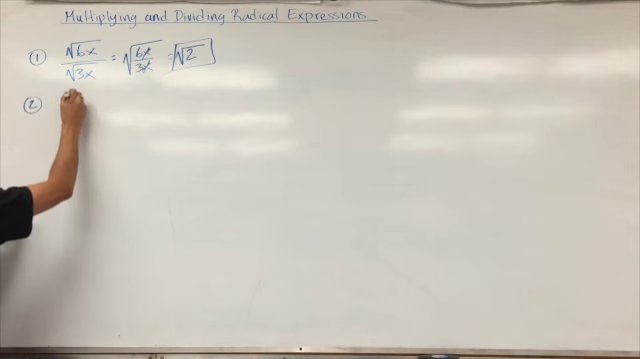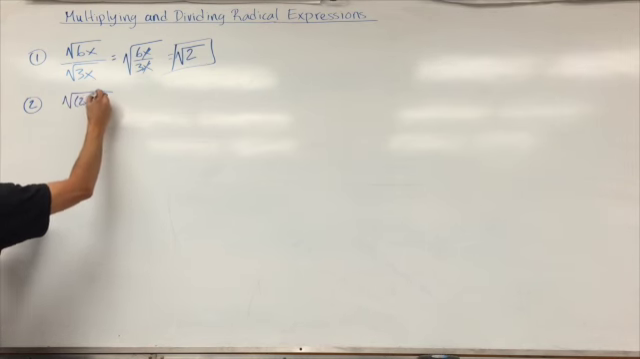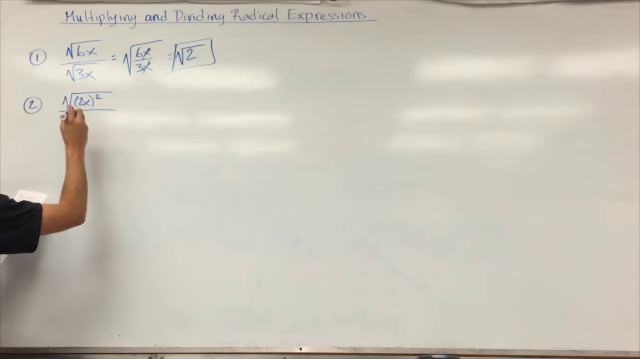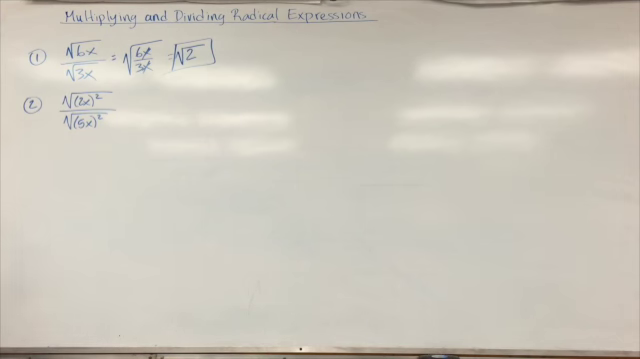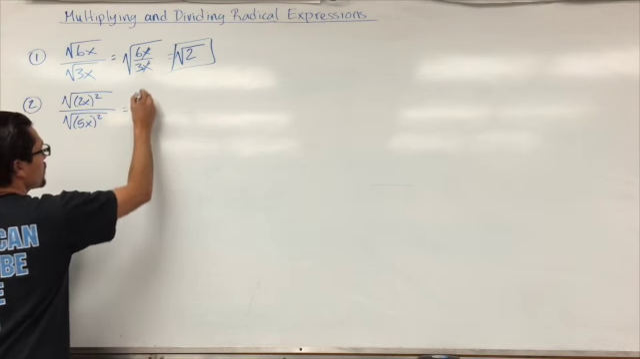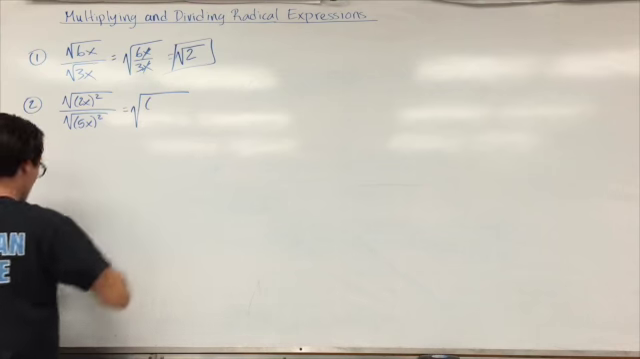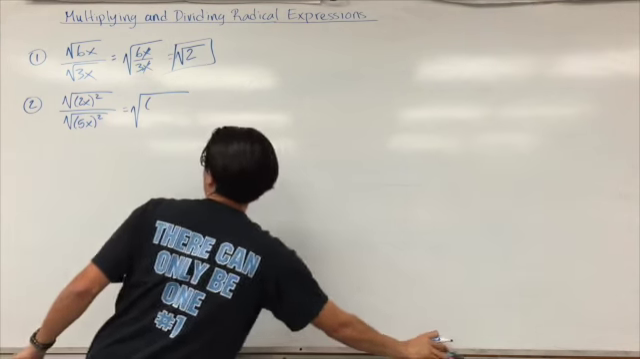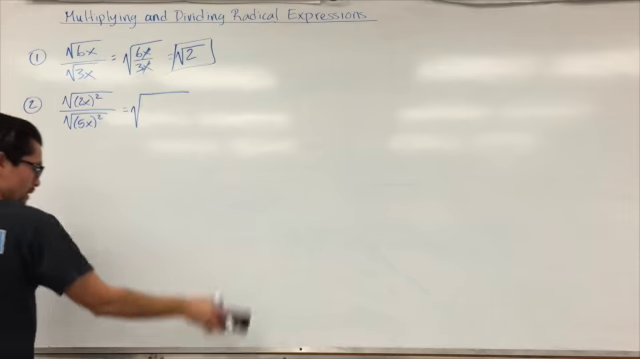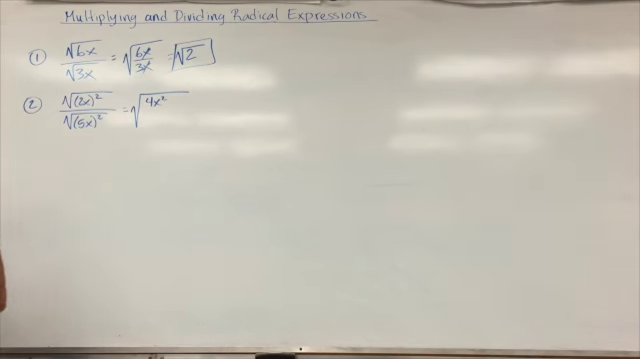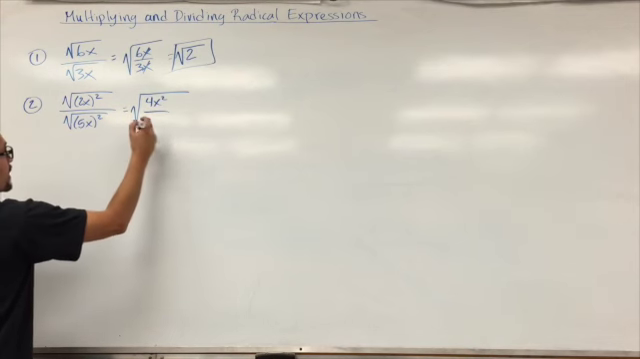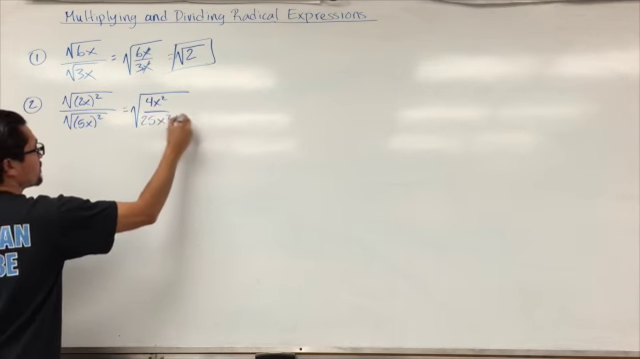Let's say I have the square root of 2x squared over the square root of 5x squared. Same idea, square root over square root, so I can just combine them together. I have the square root of 2x squared, which, you know what, I'm going to go ahead and expand that. 2 squared x squared is 4x squared, over 5 squared x squared, which is 25x squared.